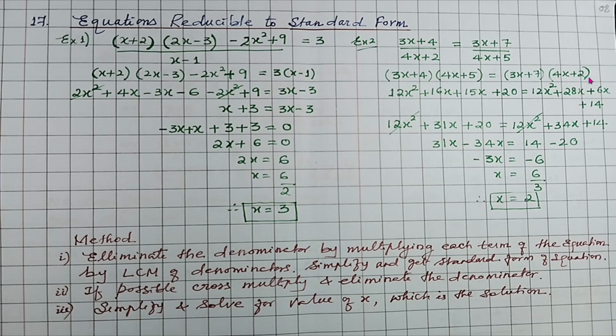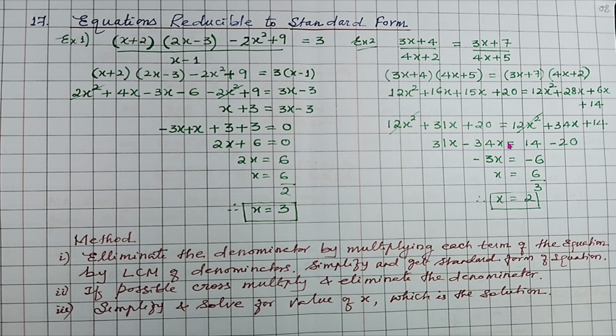So also here 3x into 4x is 12x square, and plus 7 into plus 4x is plus 28x, and plus 7 into 2 is 14, and we can just open this and get the simplified terms here. Now 12x square cancels because the same term is there on LHS and RHS, we can cancel it. Then we have 31x, then minus 34x, that means 34x is brought to the left, we have got minus 34x. Then we have 14, 20 can be moved to the right, that is minus 20, again by transpose method. Now simplified, that is 31x minus 34x is minus 3x, and that is equal to minus 6, x is equal to 6 by 3, x is equal to 2.